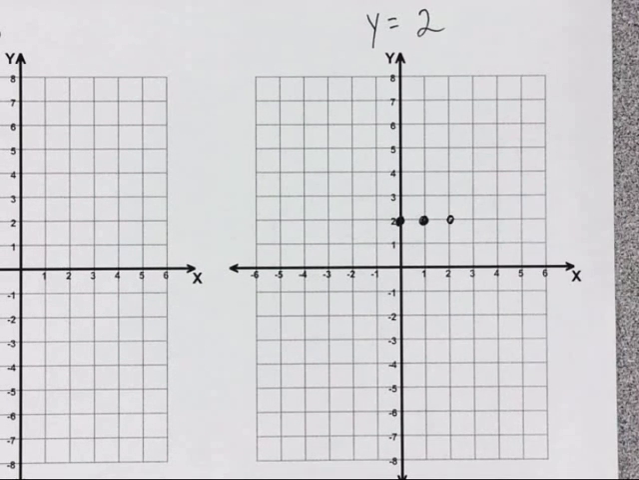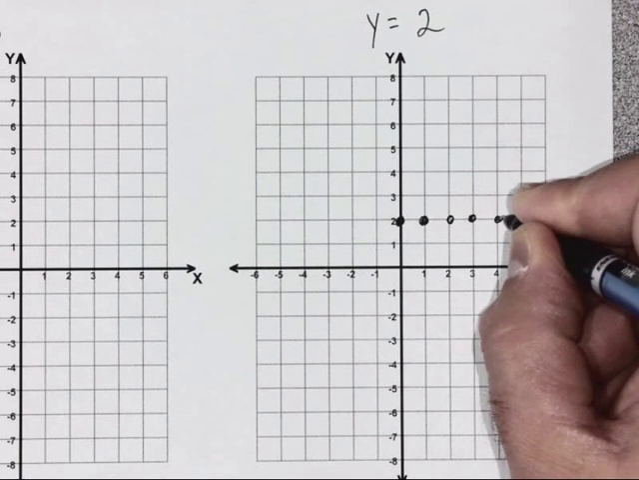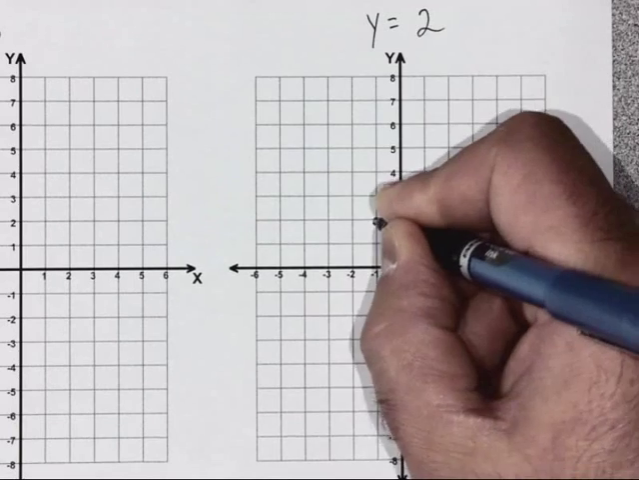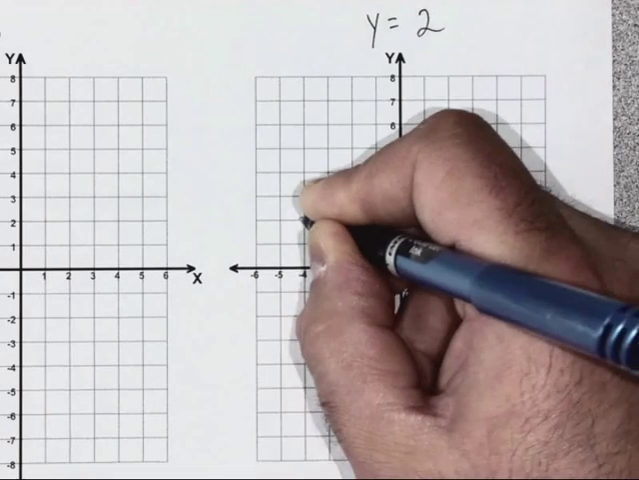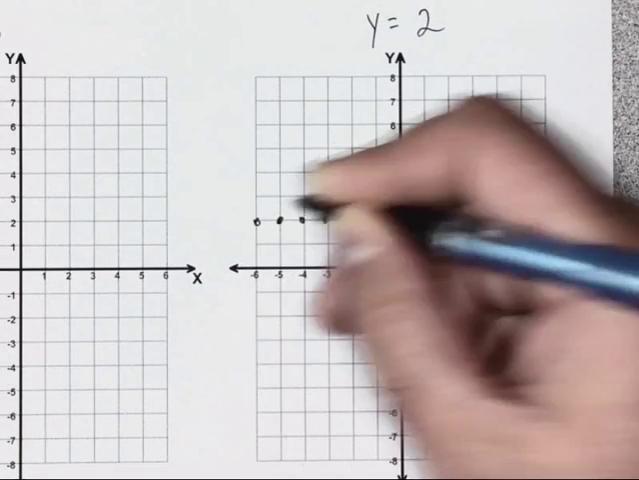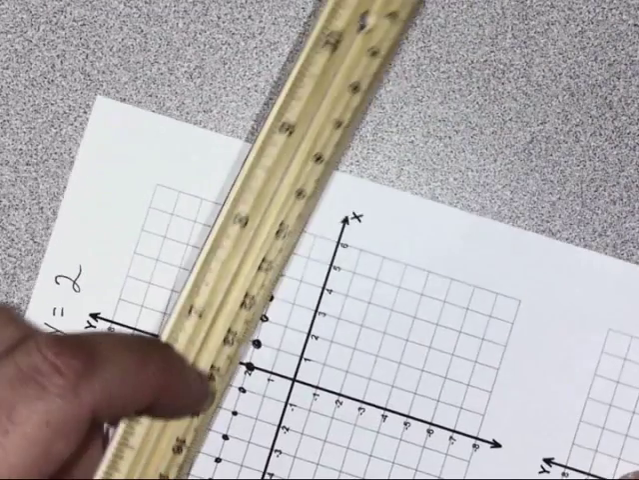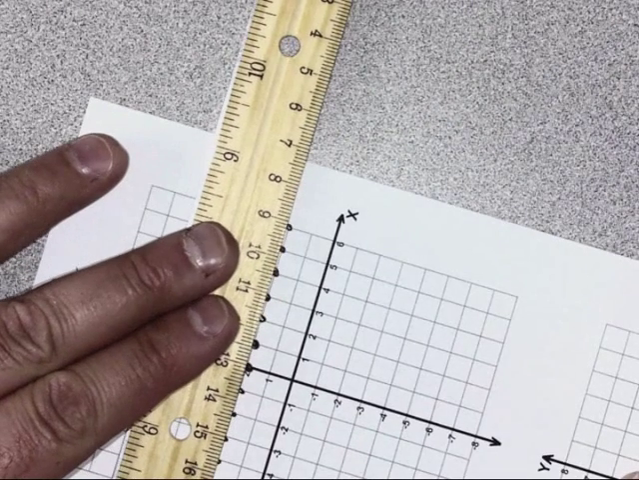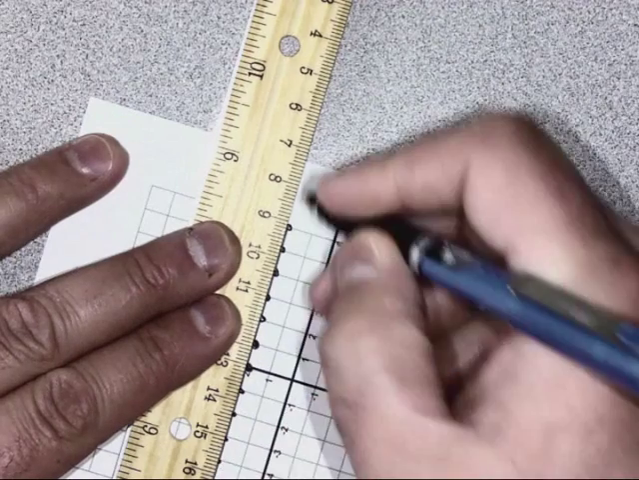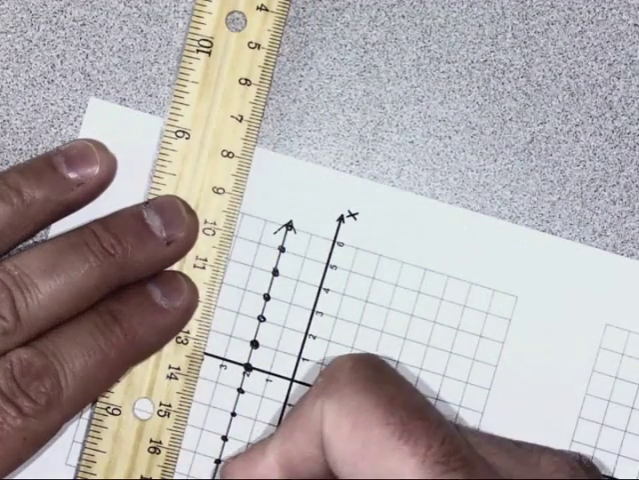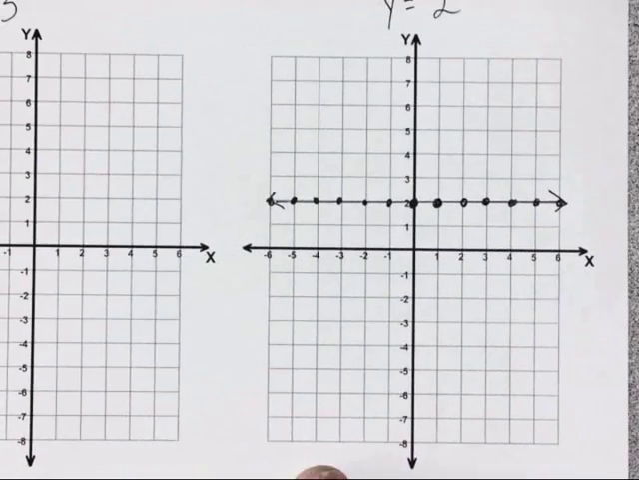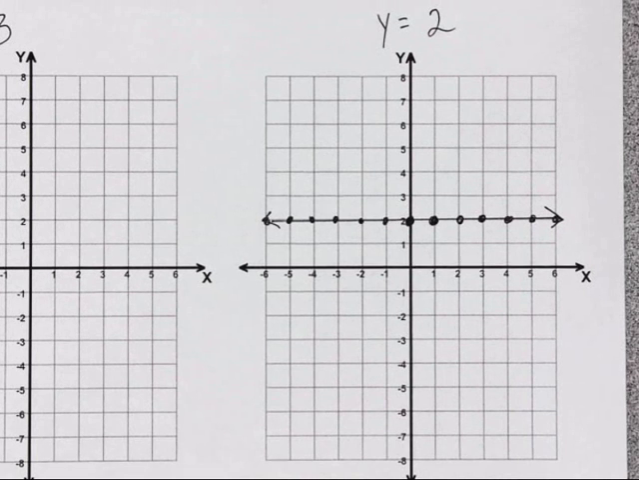As you can see, all of these points are going to be on that line. It's just going to be a horizontal line. Every point on the line is going to have a y-coordinate of 2. So when we connect those dots, that gives us the graph, which is a horizontal line crossing the y-axis at 2.